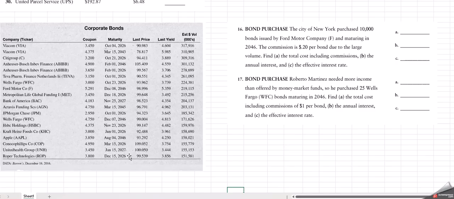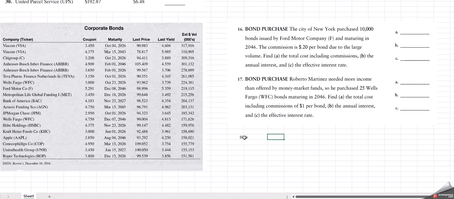So as we look to the left, we see the Ford Motor Company kind of right there in the middle. They're maturing in 2046. Do I see? Oh yeah, that's the date. So see the date there, that's our maturity date. The commission is 20 cents per bond due to the large volume. Find the total cost, including commissions, the annual interest, and then the effective interest rate.